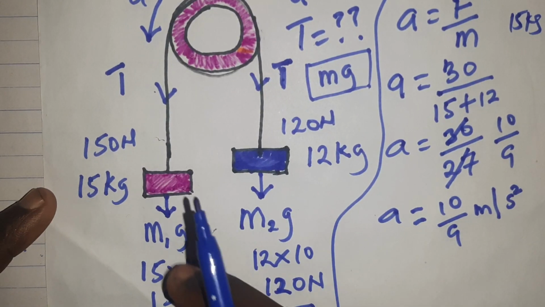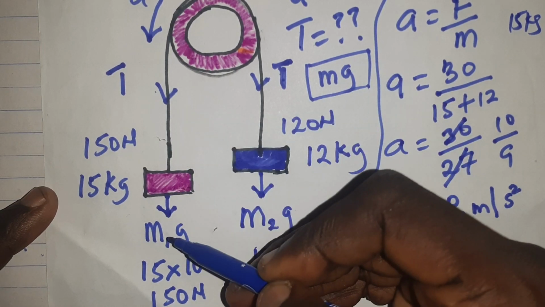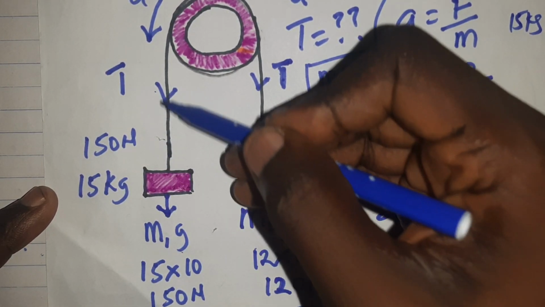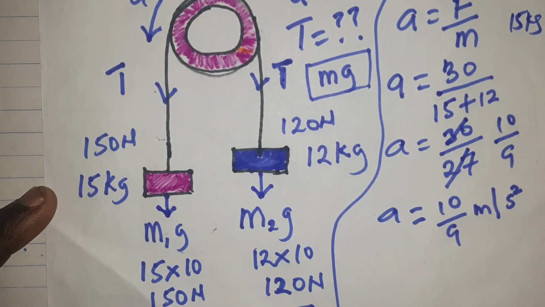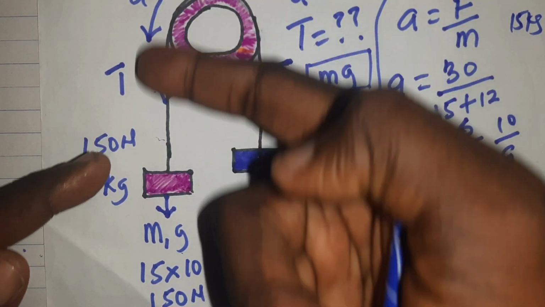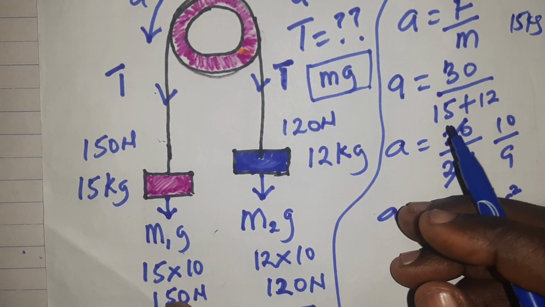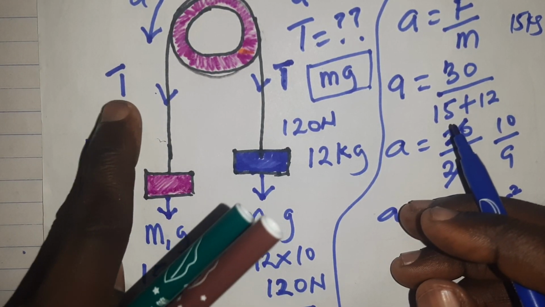The tension here is trying to restrain this mass from falling. Even this one here also. So that's the work of it. It's a force that is trying to restrain the mass from falling. But of course, we know that the mass is still going to fall this way. So this force of gravity, which is 150 Newton, is actually greater than the tension.